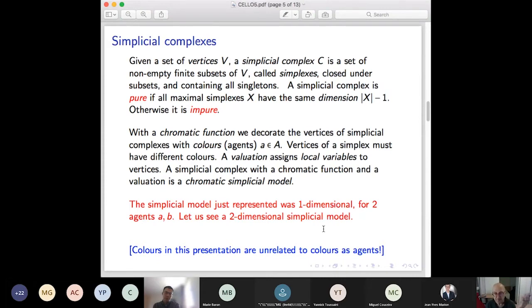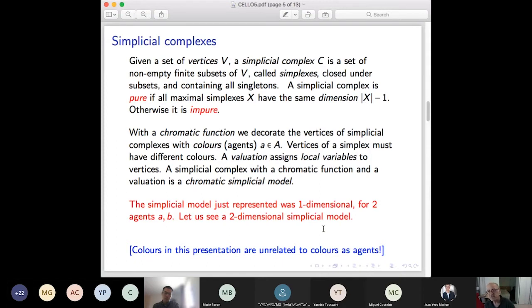And if such a structure has the property that all the maximal simplexes, the simplexes of a maximal number of elements, have the same dimension, we call it pure, and otherwise it's impure. The distinction will become important later.